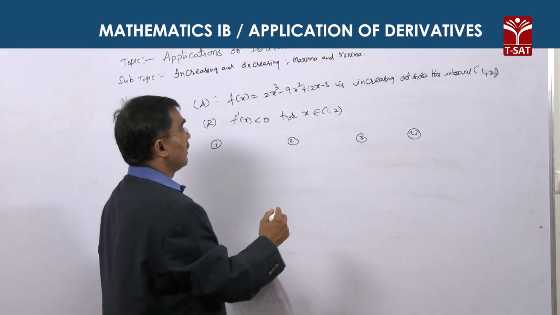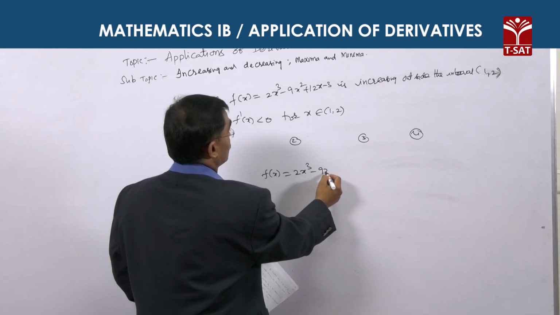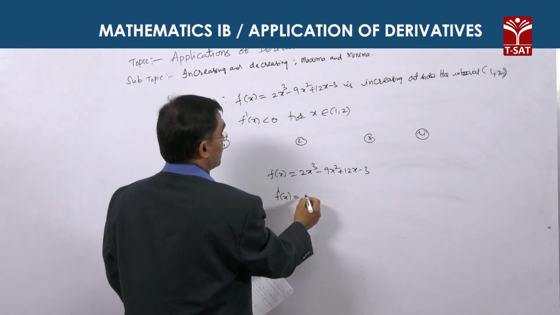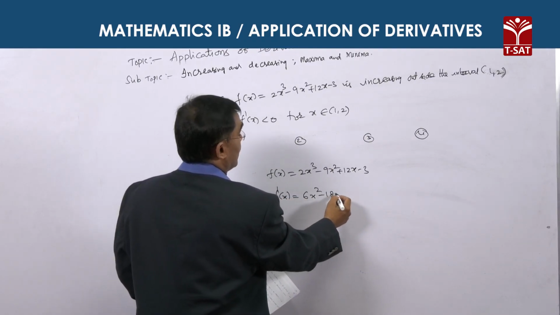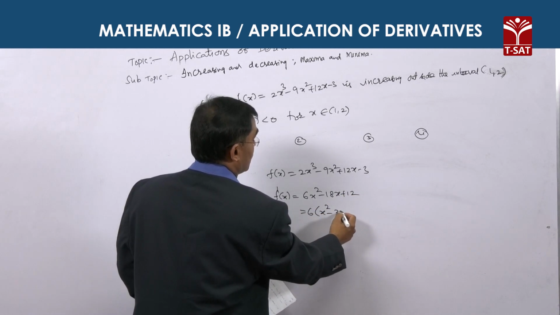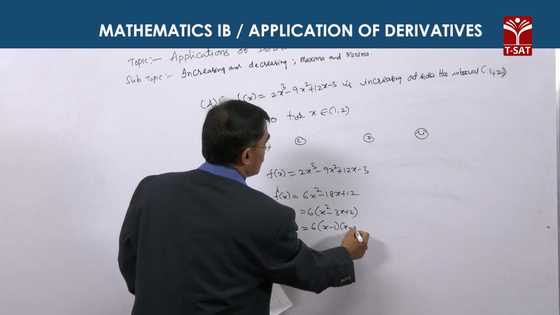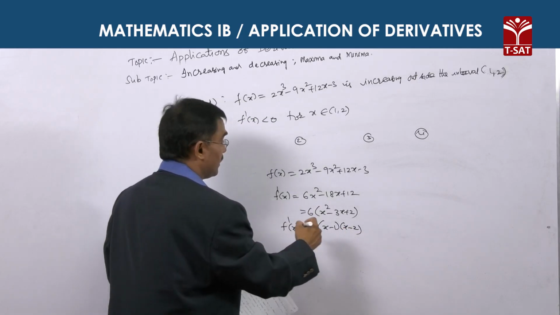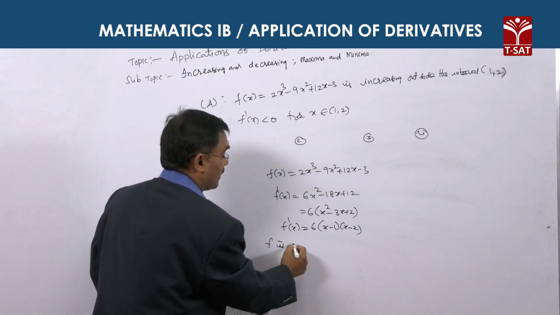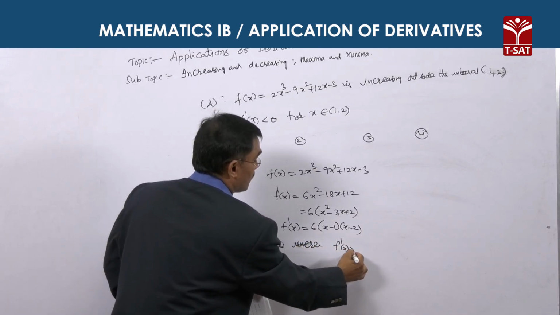So what is given? First, the function is f of x equal to 2x cube minus 9x square plus 12x minus 3. For increasing or decreasing, first we find f dash x. F dash x is 6x square minus 18x plus 12. Taking 6 common, it is 6 into x square minus 3x plus 2. Factoring, f dash x is 6 into x minus 1 into x minus 2. For f to be increasing, f dash x must be positive.